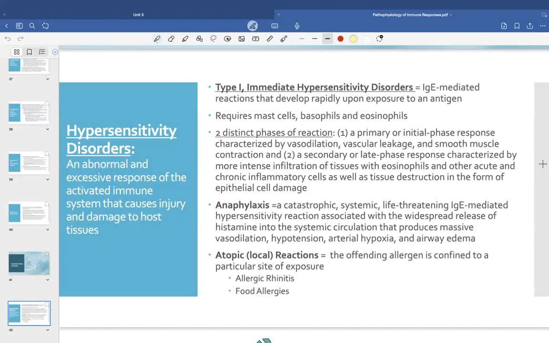Okay, and then of course, there's always local or atopic reactions, and that's if it's confined to a specific area, wherever the exposure is, as opposed to systemic. So if you ate some peanuts and you just got this weird tingling or feeling in your mouth, that's the local reaction. However, if you start to get hives all over, that's a systemic reaction. And if you start wheezing, then you have anaphylaxis.